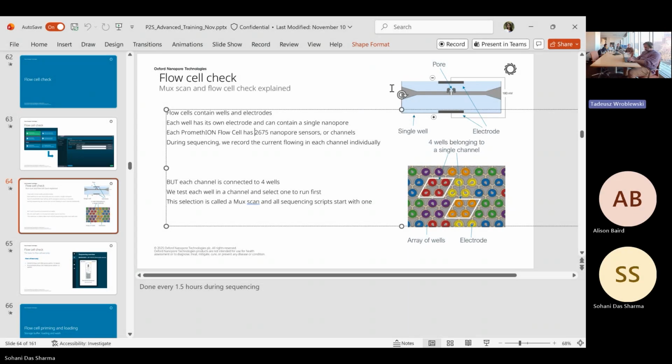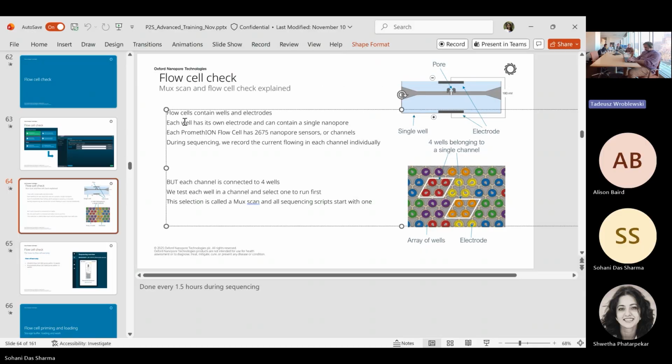This is how the flow cell is. It has wells and electrodes. For PromethION, every well has its own electrode and contains one pore. In PromethION, there are 675 sensors or channels. It is a little complex, but each channel is connected to 4 wells.